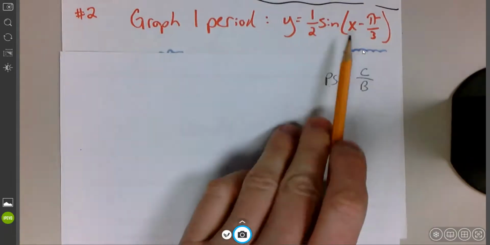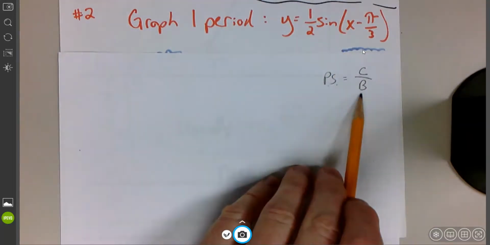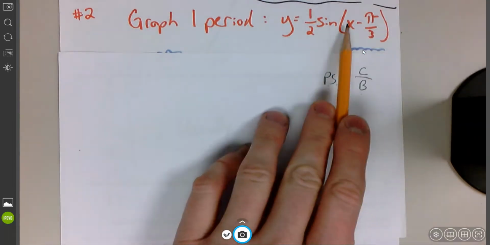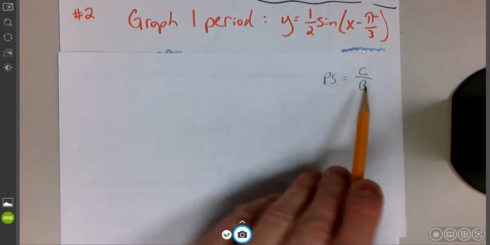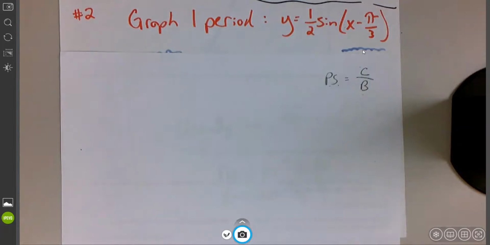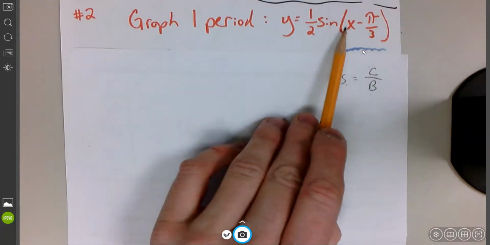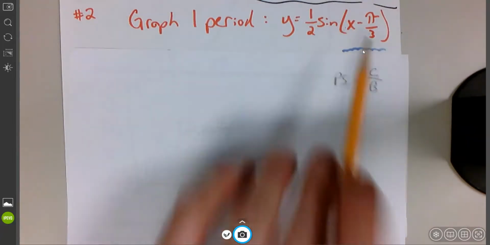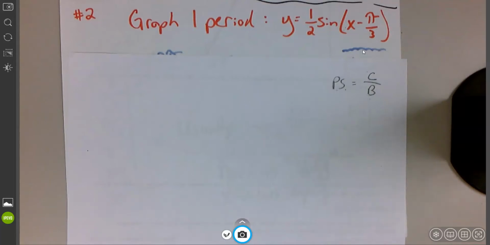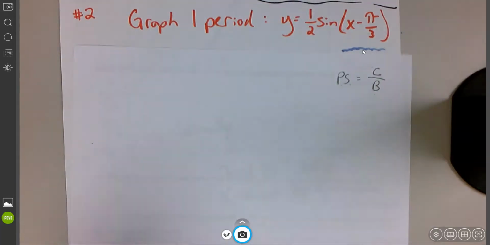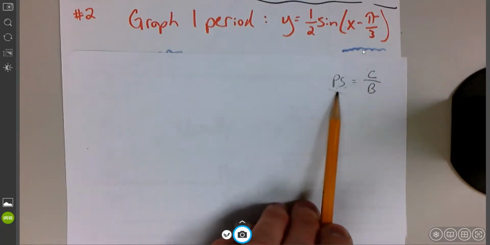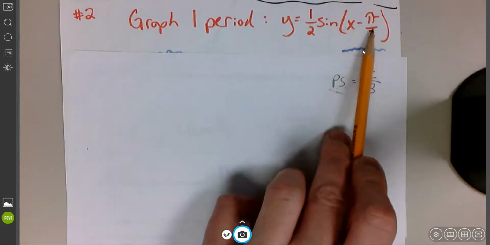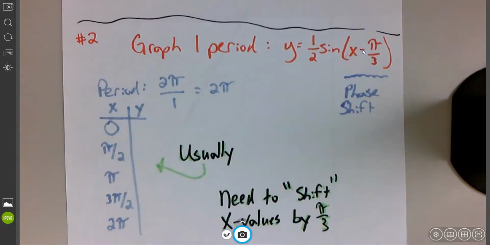In this case, since the B value, we already talked about it, is 1, it's pi over 3 over 1. The phase shift is pi over 3. But that won't always be the case. Sometimes there'll be a number here, and we'll have to deal with that, and that's going to be our next section note. So let's keep going with this. We have to shift it over by however much the phase shift is. We just said the phase shift is pi over 3 over 1, so it's pi over 3.